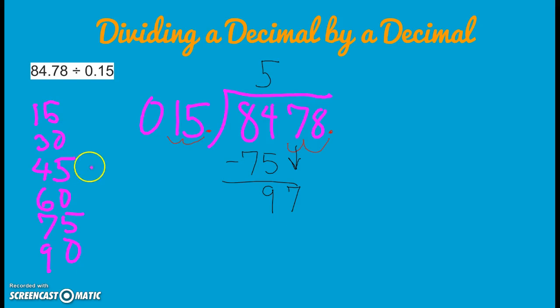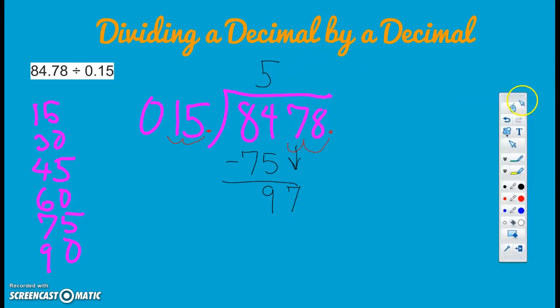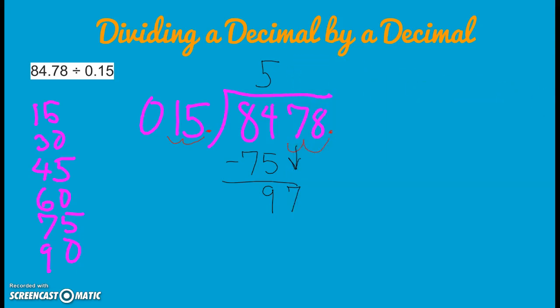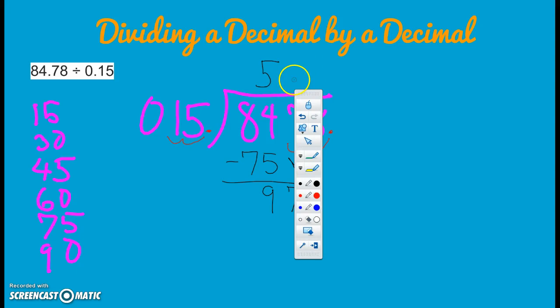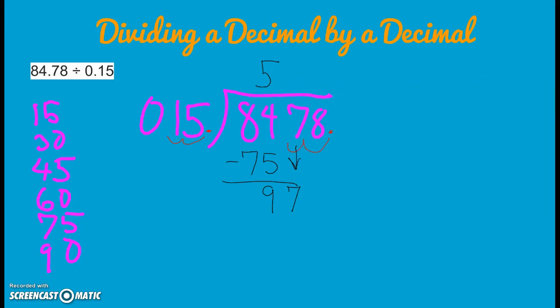So let's take a look at this. We have 1, 2, 3, 4, 5, 6. So let's go ahead and write a 6 up in our quotient. 6 times 15, I already figured it out over here. It is 90. I subtract. 97 minus 90 is going to be 7. Bring down that 8.